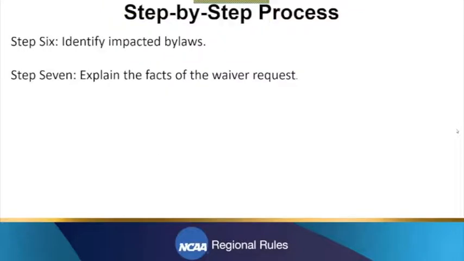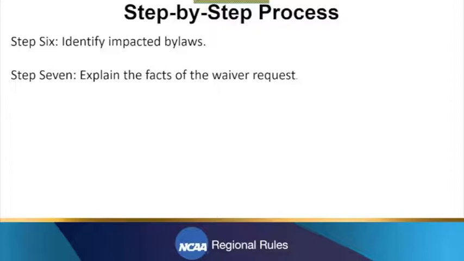Thanks, PJ. Similar to what we saw in the INTERP how-to guidelines, this is going to be very similar, like PJ said. Step six, identify impacted bylaws. Just like our INTERP process, this helps staff identify where this waiver needs to go, which team it needs to be assigned to. It also helps the case manager determine what you are asking the staff to waive. What's your question? Where is that rooted in the manual and the legislation?